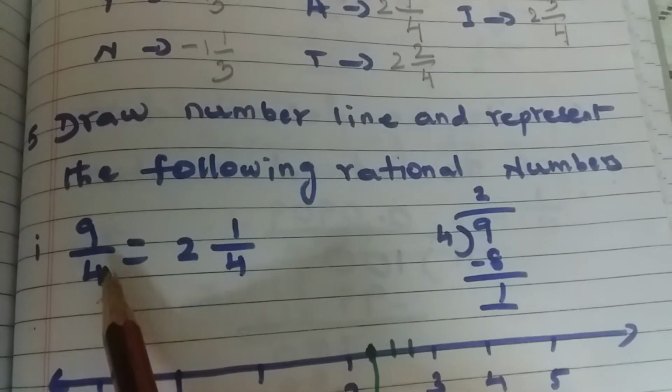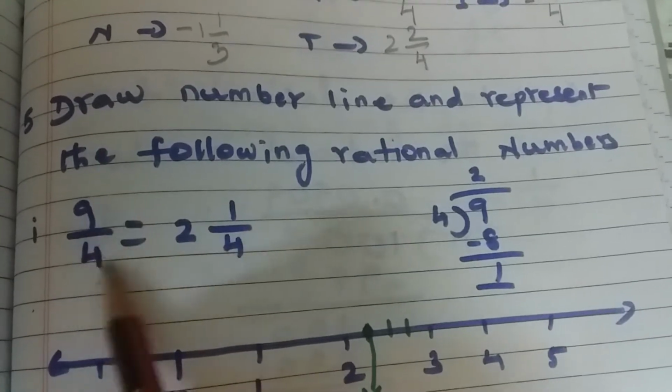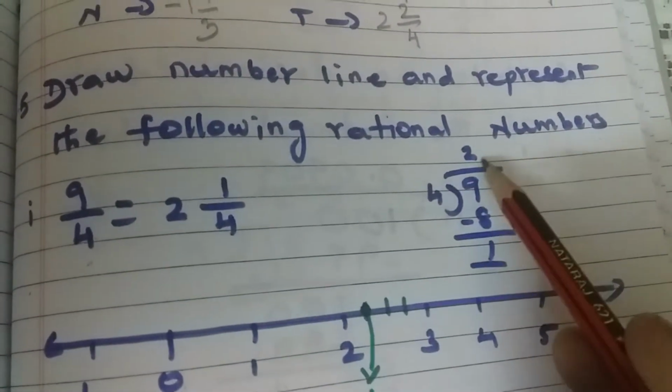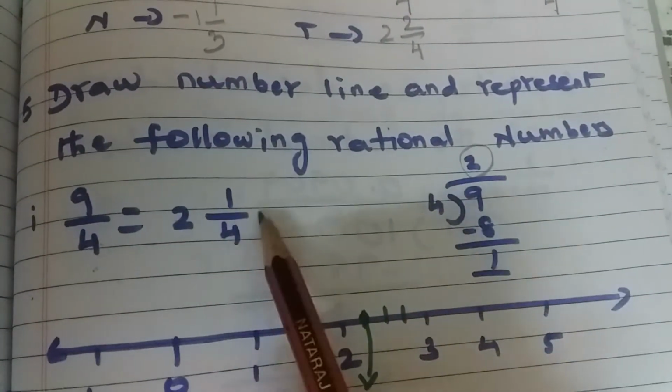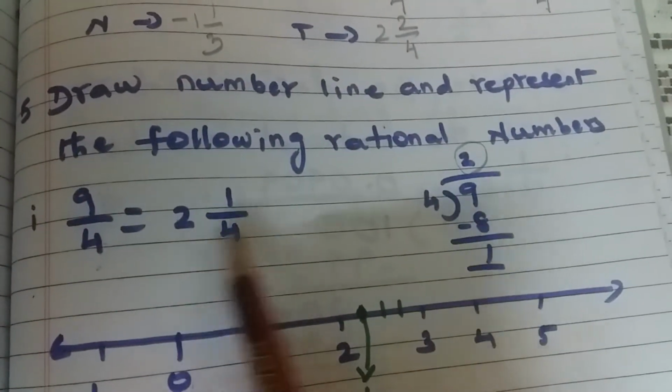First we have to convert it into a mixed fraction. For that, divide the numerator by the denominator. 4 2s are 8 and the remainder is 1. The quotient is the whole number, and the remainder goes on top, divided by the same denominator. So we have to mark 2 1 by 4.